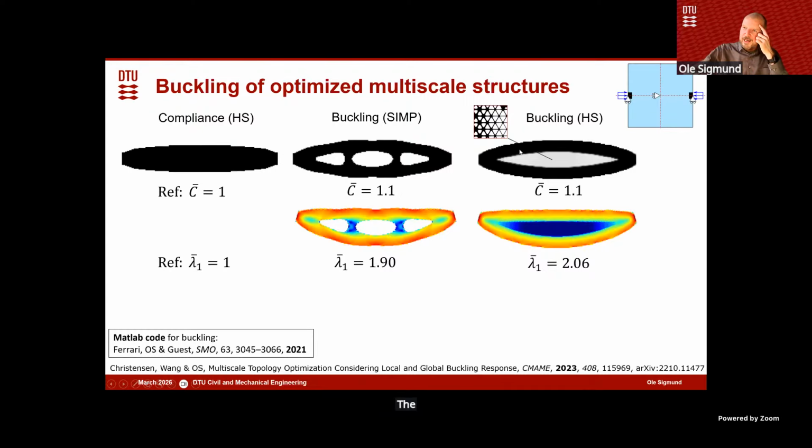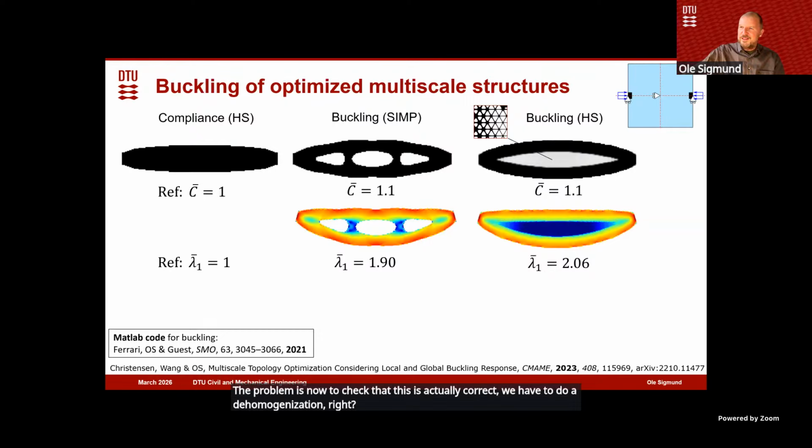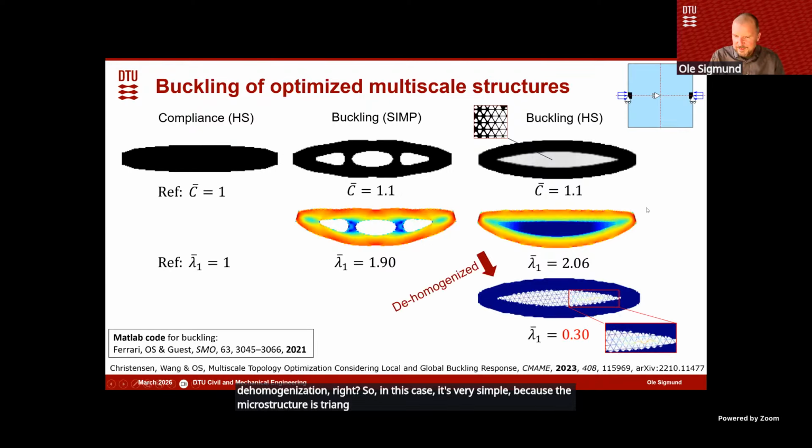The problem is now to check that this is actually correct. We have to do a de-homogenization, right? In this case, it's very simple because the microstructure is triangular. So it's very simple to do. You can read about it in this paper by Christopher Christensen.